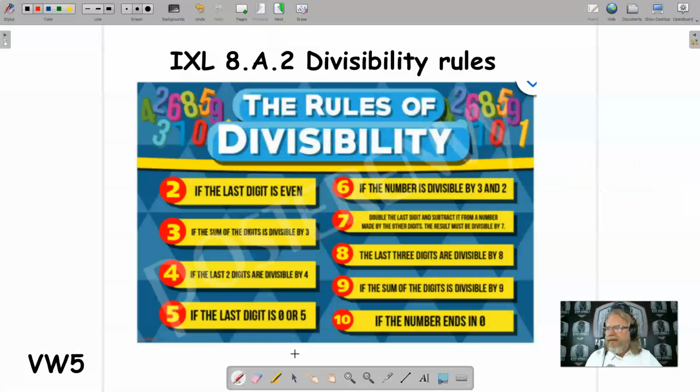The rule for 10 is a really super simple one. That is if it ends in a 0. Because whenever we count by tens, what do we get? 10, 20, 30, and so forth. All of them end with 0. So that's all the rules of divisibility for 2 through 10.